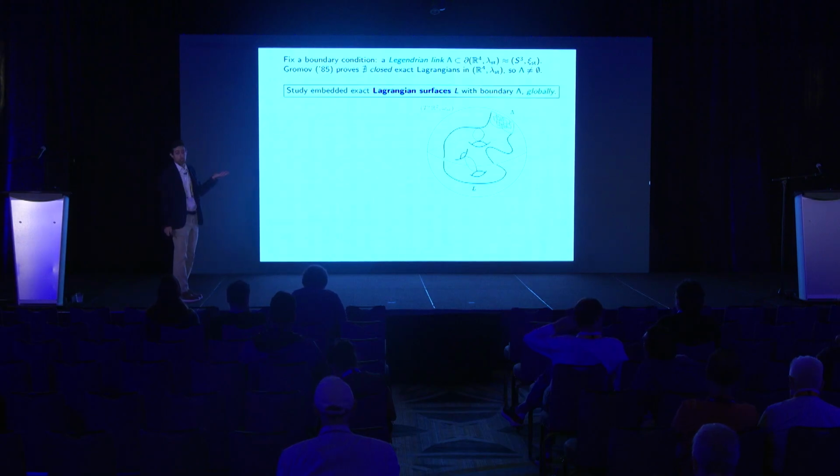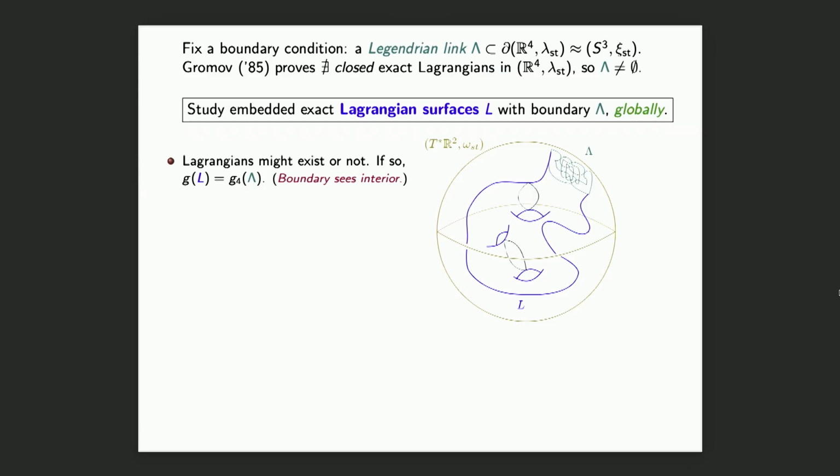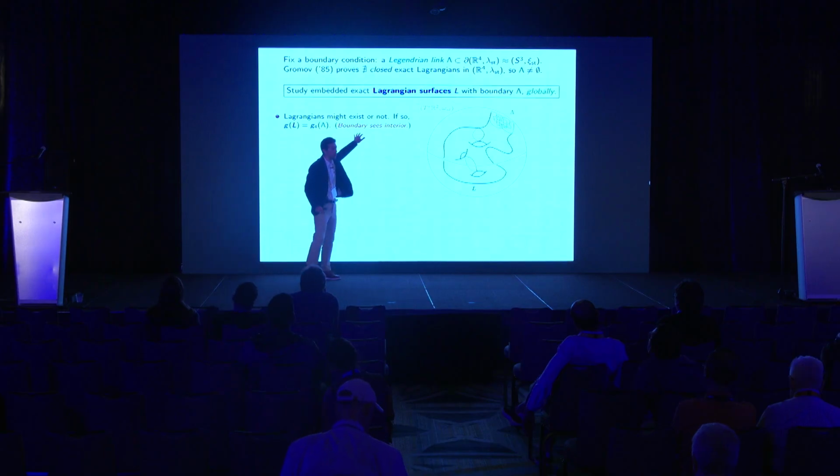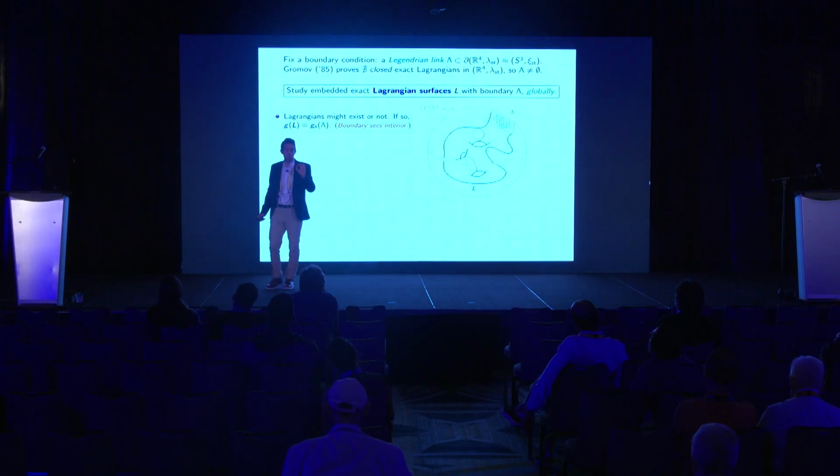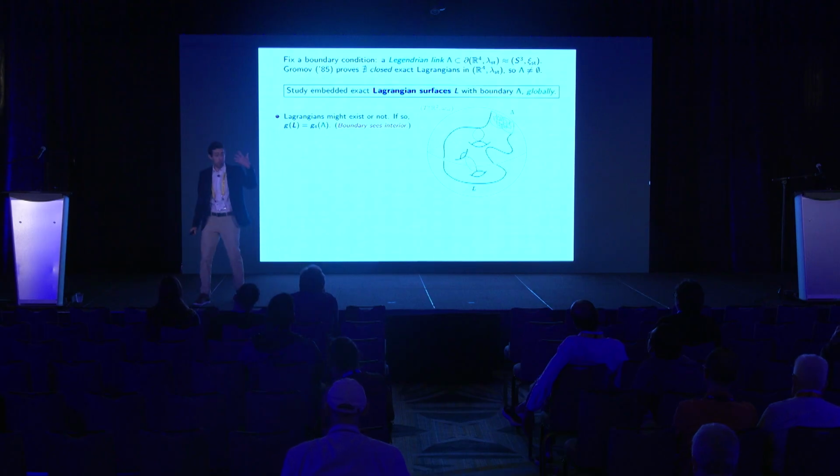Now, given the boundary condition, it might be that there is a Lagrangian or not. Let's assume there is, and that makes the problem interesting, and we can classify. Otherwise, you're done with the classification. The first phenomenon in contact and symplectic topology that I want to tell you about is something that you don't see in Riemannian, you don't see in smooth topology, which is the slogan, so to speak, that the boundary sees something about the interior. Think about a knot in S3, like the unknot. It bounds a disk, and it also bounds a once-punctured torus.